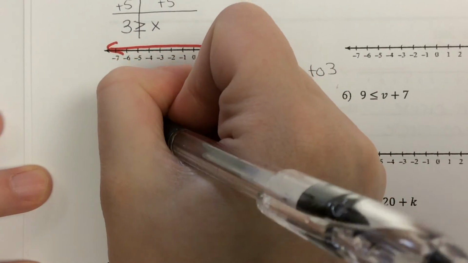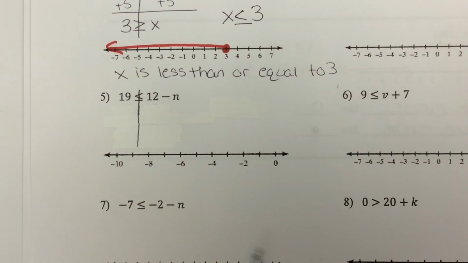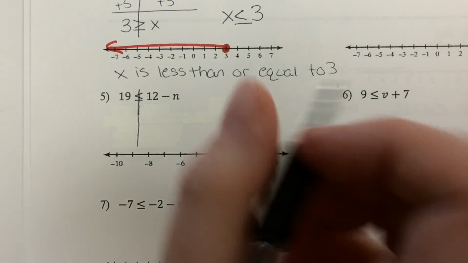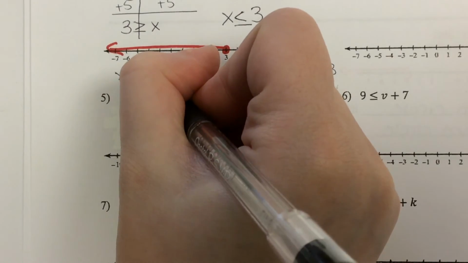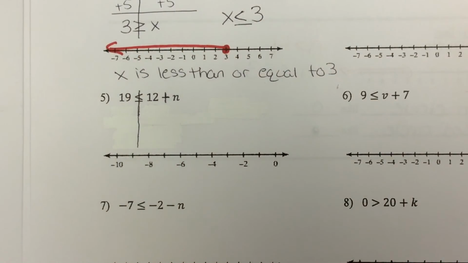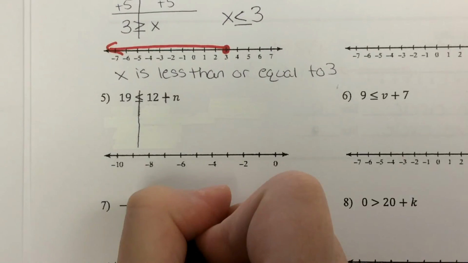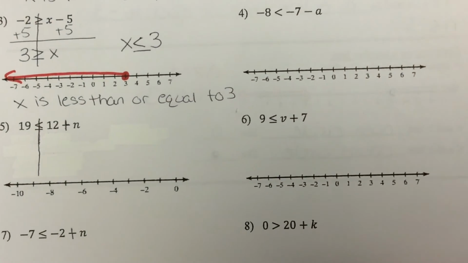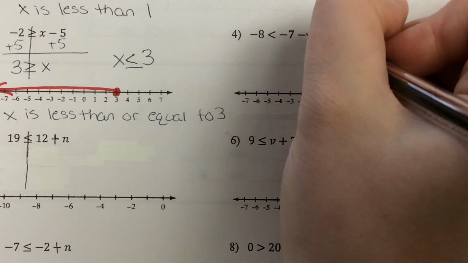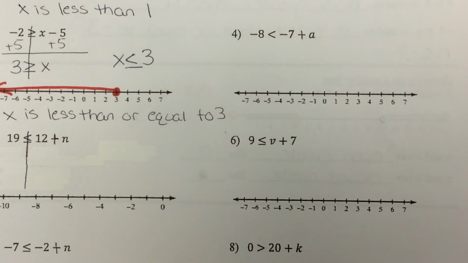We're going to draw a line down our equal sign. What I want you to do before we move on here is for number 5 and 7 and for number 4, I want you to change those to pluses. So I want this to be 12 plus n. I want this one to be -2 plus n. And I want number 4 to be -7 plus a. Okay?